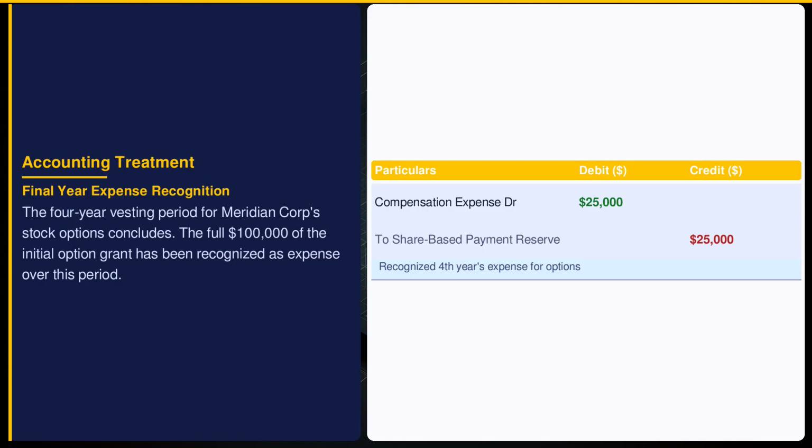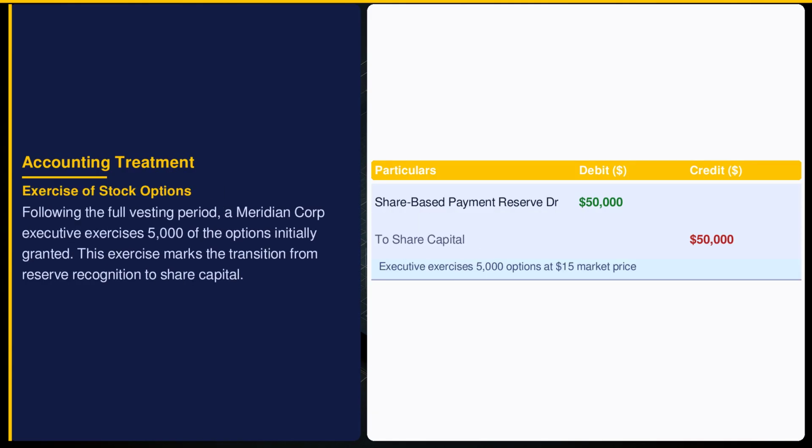This practice reflects a disciplined adherence to international financial reporting standards, capturing the financial impact of non-cash compensation in a structured manner. When executives exercise options, the related reserve is reallocated to share capital accounts. Meridian shifts $50,000 from share-based payment reserve to share capital for 5,000 options exercised, reflecting the equity increase from this non-cash compensation realization. This transfer highlights the culmination of executive incentives into tangible equity changes.